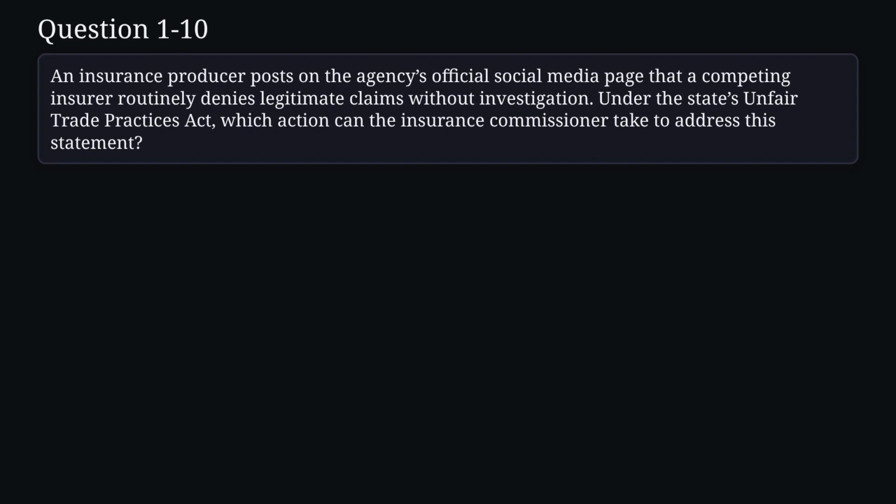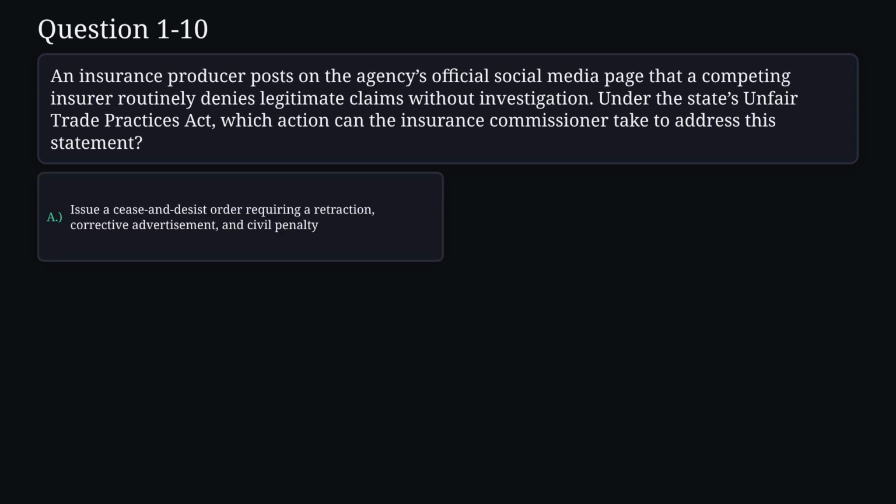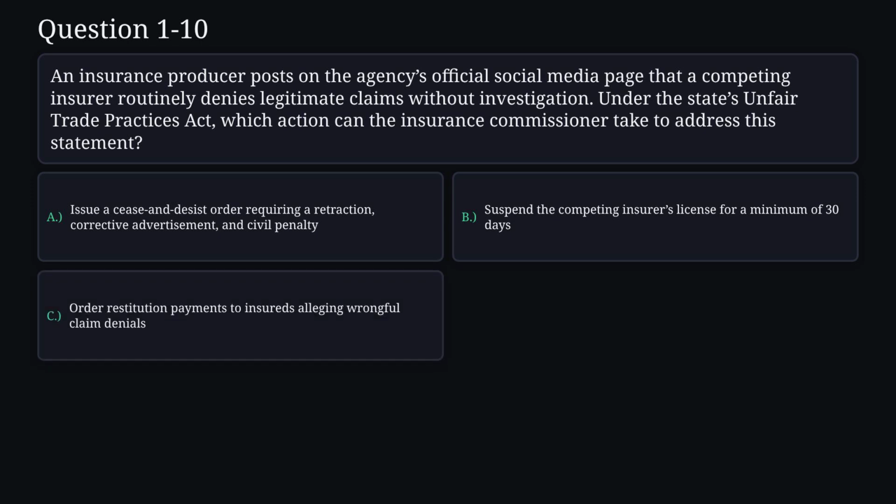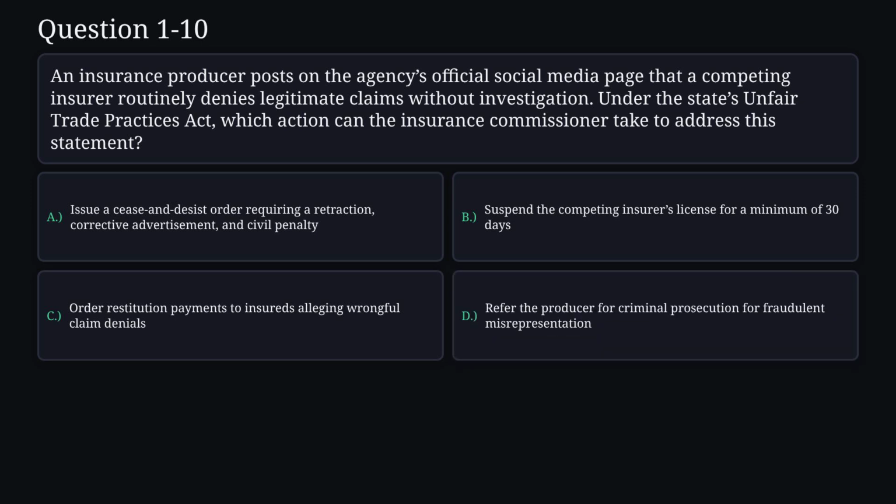Question 10. An insurance producer posts on the agency's official social media page that a competing insurer routinely denies legitimate claims without investigation. Under the state's Unfair Trade Practices Act, which action can the insurance commissioner take to address this statement? A. Issue a cease and desist order requiring a retraction, corrective advertisement, and civil penalty. B. Suspend the competing insurer's license for a minimum of 30 days. C. Order restitution payments to insureds alleging wrongful claim denials. D. Refer the producer for criminal prosecution for fraudulent misrepresentation.